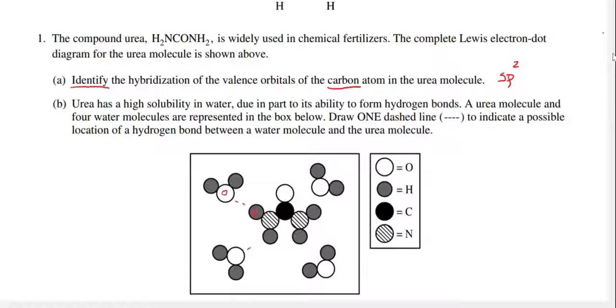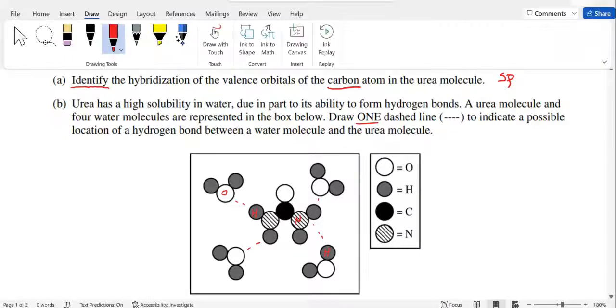So would this. And yeah, so would this. And then you could even have something like this between the N and the H. That would also be a hydrogen bond. Now it specifically asks for only one, so I'm going to erase some of these other ones so that they don't mark me wrong for putting more than one.